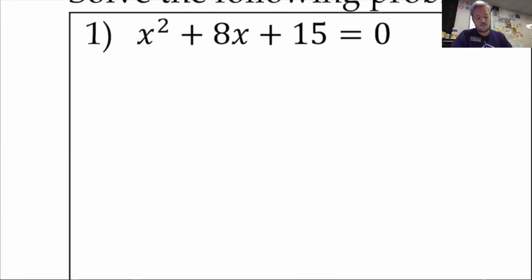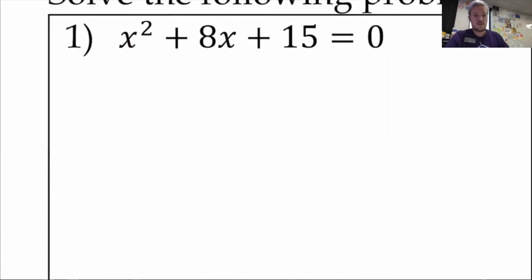All right, so looking here at number 1. So step 1, ensure your A value is 1. In this case, it is. Check, move on. So step 2 is move over the C value. So I'm going to move over the 15.